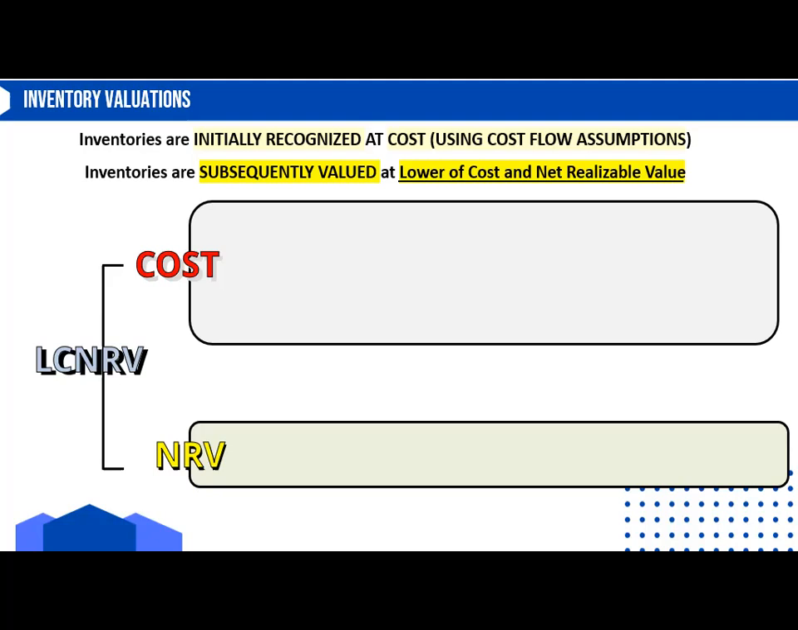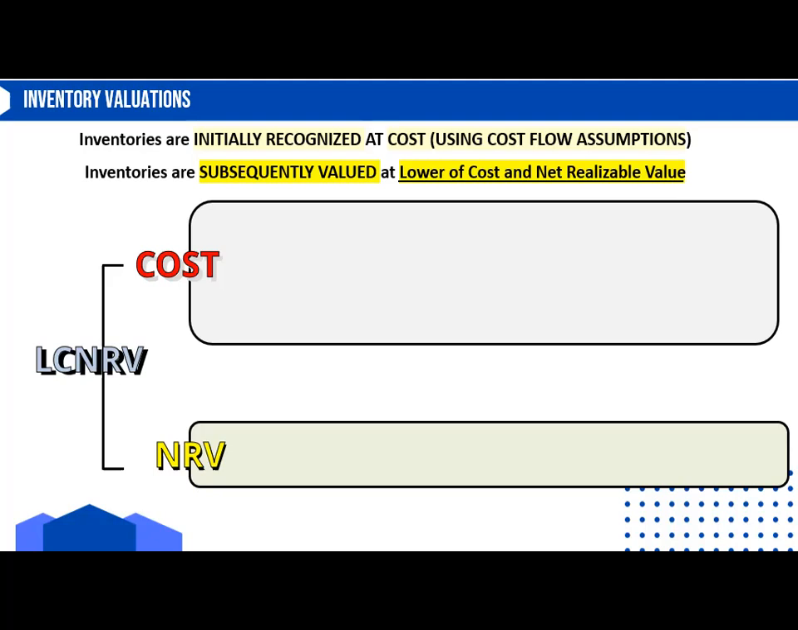So sa subsequent measurement, our inventory should be what? 10,000 or 8,000? If we apply lower of cost and NRV, how much should we value it? 8,000. So basically, yun lang. So sa question sa valuation, it will just ask you, in the subsequent measure of the inventory, what should we value it as? And the answer will be lower of cost and NRV.